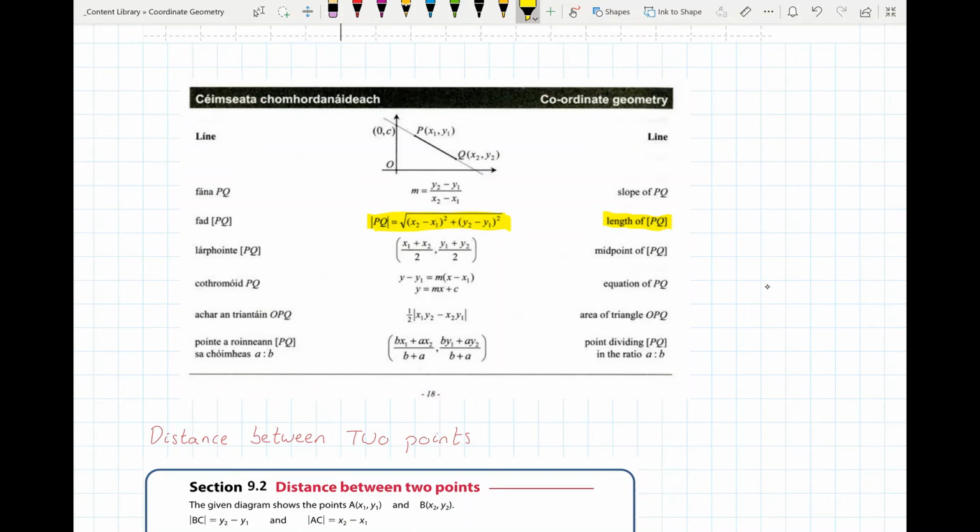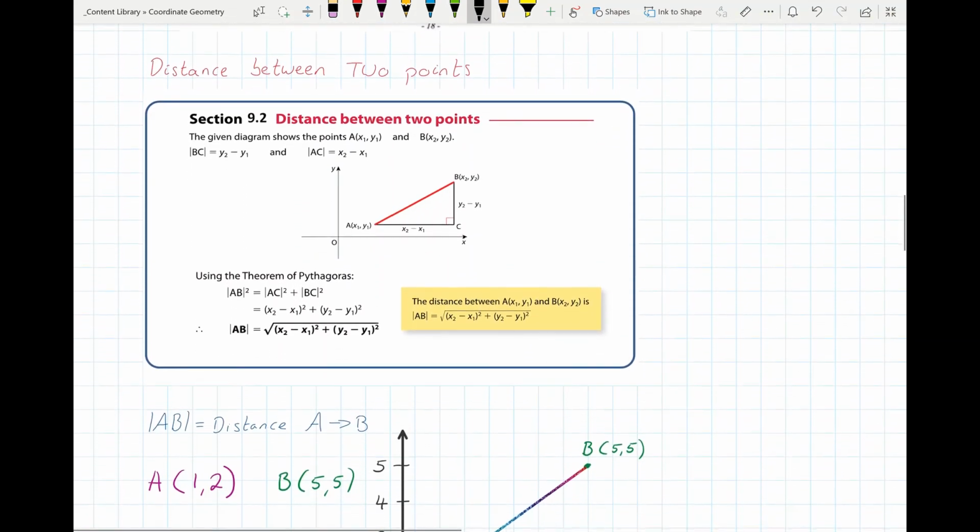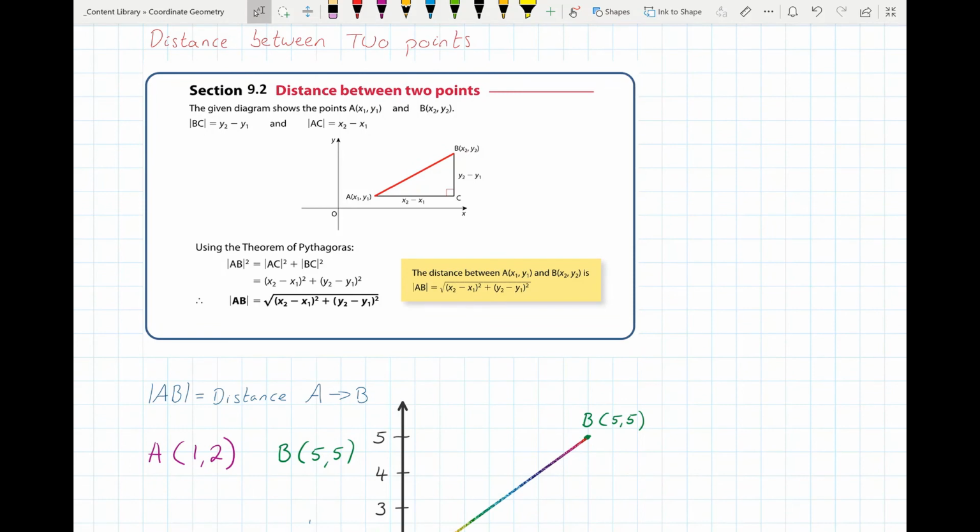These bars either side of PQ mean distance. So the distance from P to Q equals the square root of x2 minus x1, all to be squared, plus y2 minus y1, all to be squared. The distance between 2 points. Here, this is taken out of your book, and it's a nice little example of Pythagoras' theorem and where we're deriving that formula from, but we'll be looking at that in greater detail in a later chapter.